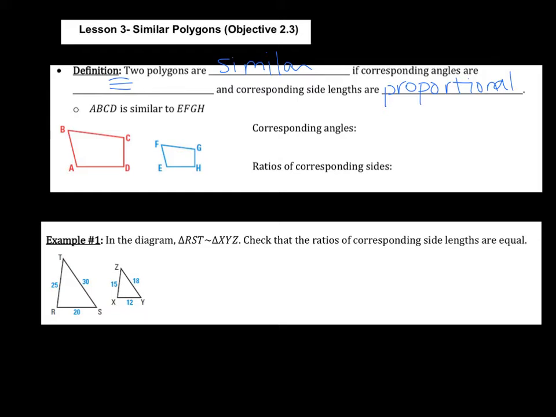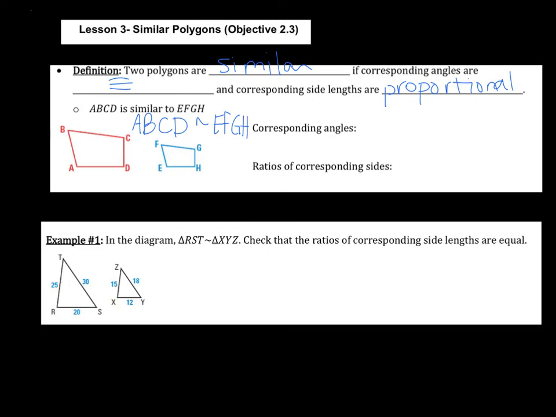So in this picture we have ABCD, which is just the name of that quadrilateral right there in red, is similar to EFGH. And we're going to list out our corresponding angles and our ratios of our corresponding sides. So you have this in your packets, make sure you write it down. First of all, if I know that ABCD is similar to EFGH, I have a special symbol that I use for that. We say ABCD is similar to EFGH.